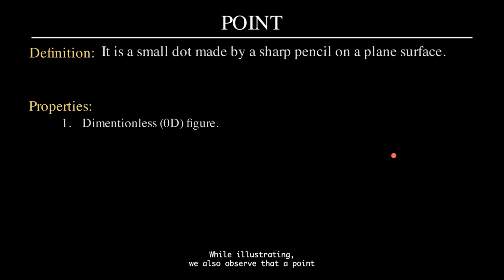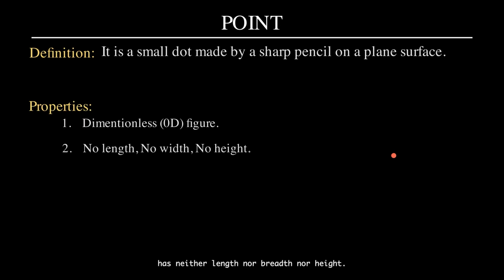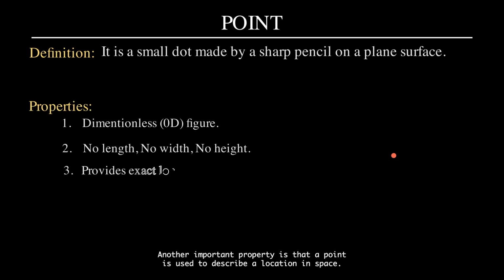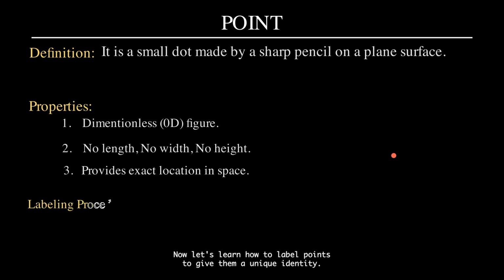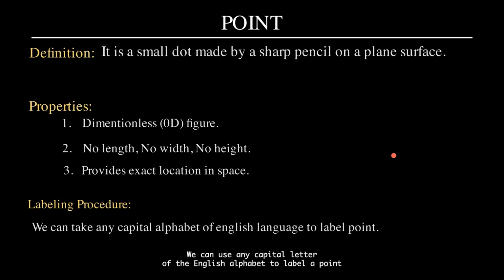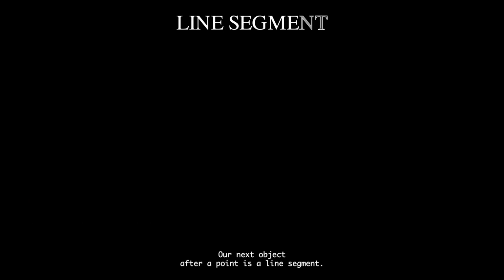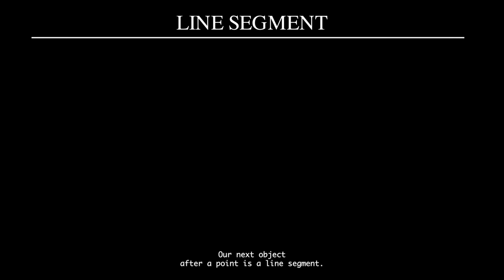While illustrating, we also observe that a point has neither length, nor breadth, nor height. Another important property is that a point is used to describe a location in space. Now, let's learn how to label points to give them a unique identity. We can use any capital letter of the English alphabet to label a point, such as A, B, X, or Y, etc.